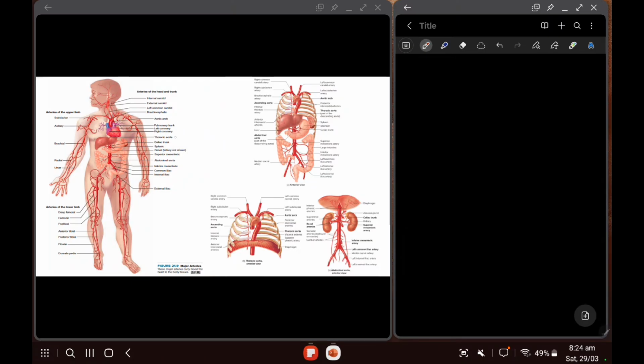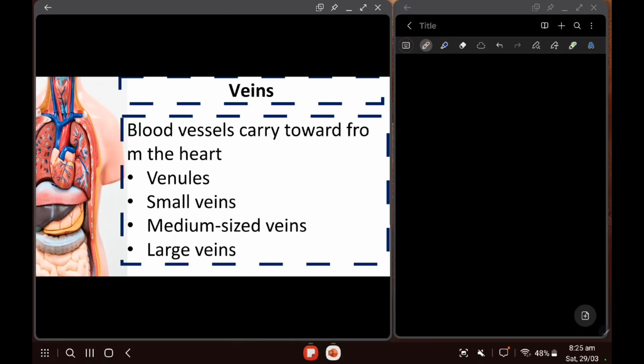and right coronary artery, thoracic aorta, celiac trunk, splenic, renal, superior mesenteric, abdominal aorta, inferior mesenteric, common iliac, internal iliac, external iliac, and then pag lower limb naman, we have deep femoral, popliteal, anterior and posterior tibial, fibular, dorsalis pedis. So, ito pa yung iba. Yan yung arteries. And then now, we have to talk about naman the veins.